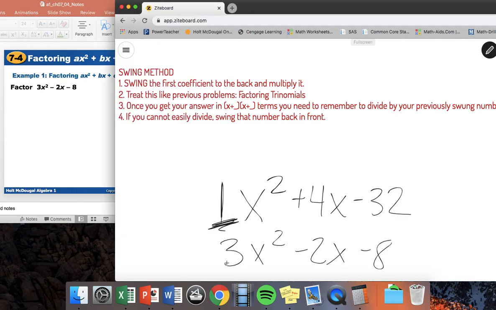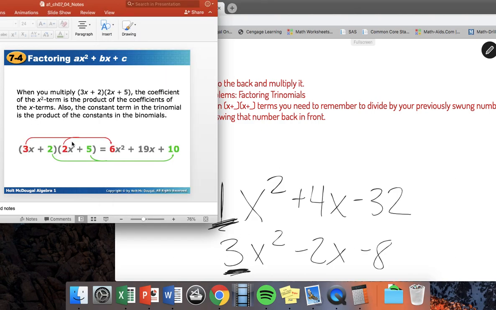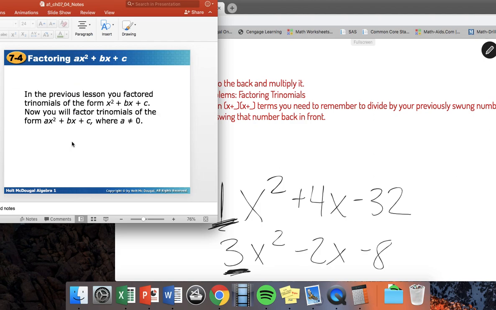What is the difference is now it has a number out in front, and we actually do have to handle this a little differently than what we're used to. So let's read our notes, okay?